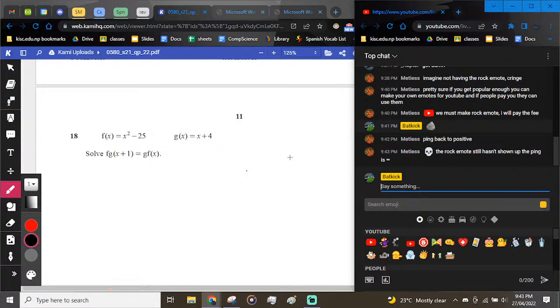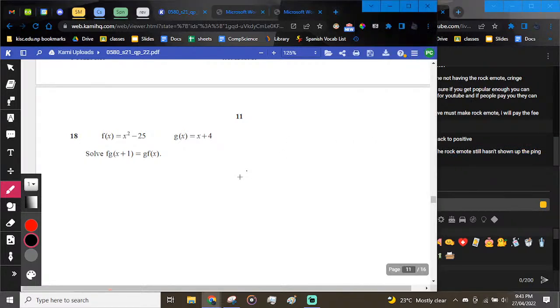Rock emoji hasn't shown up. Ping is infinity. No rock emoji? Sad.